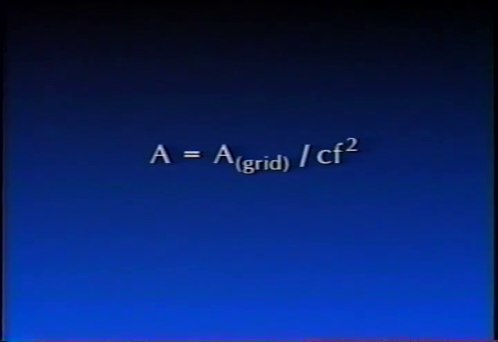In dealing with areas calculated on a grid, the areas derived from state plane coordinates must be corrected if ground level areas are desired. The equation shown on the screen may be used to correct grid area to ground area. It shows that the ground level area of the land may be computed by dividing the grid area of the figure by the square of the combined scale factor. In effect, this applies the combined factor to both the length and the width of the figure.